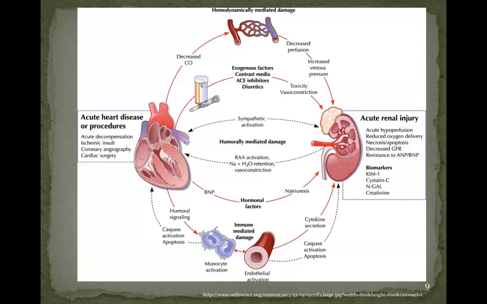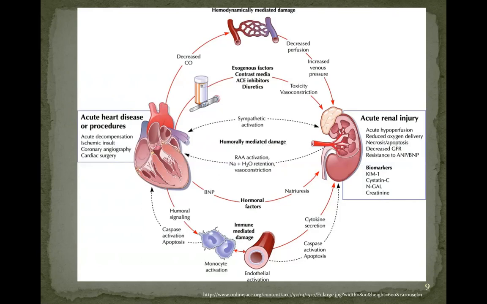Here's some brief pathophysiology demonstrating type 1 CRS. You'll have acute heart disease, acute decompensated heart failure, or an ischemic insult including coronary angiography or cardiac surgery, and you'll see that it decreases your cardiac output, decreases your perfusion, and subsequently increases your venous pressure. This in turn causes acute renal injury from hypoperfusion, reduced oxygen delivery, necrosis, and decreased GFR.